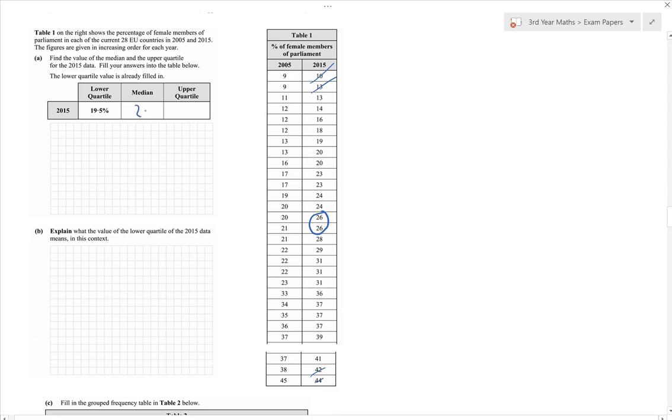So that's your median. Now, your upper quartile is 3/4 of the way up the data. Okay, how many numbers are there? There's 28 values in total. So 28 multiplied by 3/4 gives you 21. So we're looking for the 21st value, which is 1, 2, 3, 4, 5, 6, 7, 8, 9, 10, 11, 12, 13, 14, 15, 16, 17, 18, 19, 20, 21, and that gives you a value of 36.